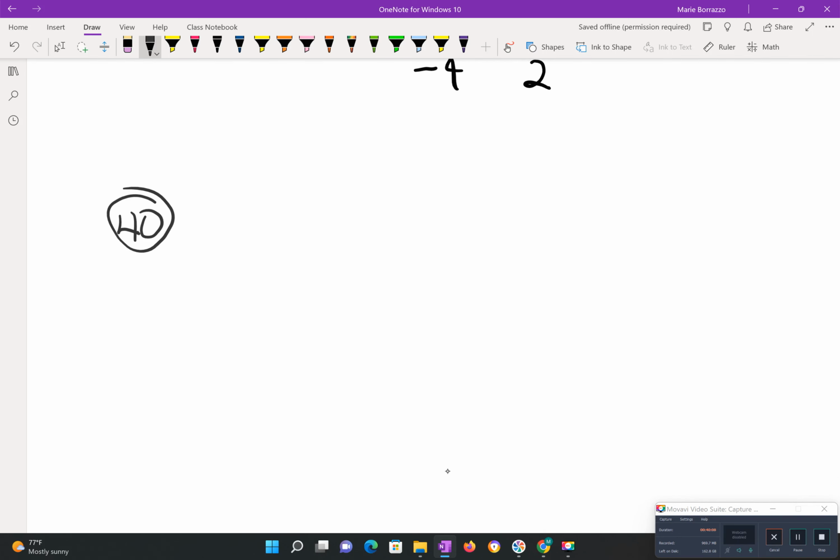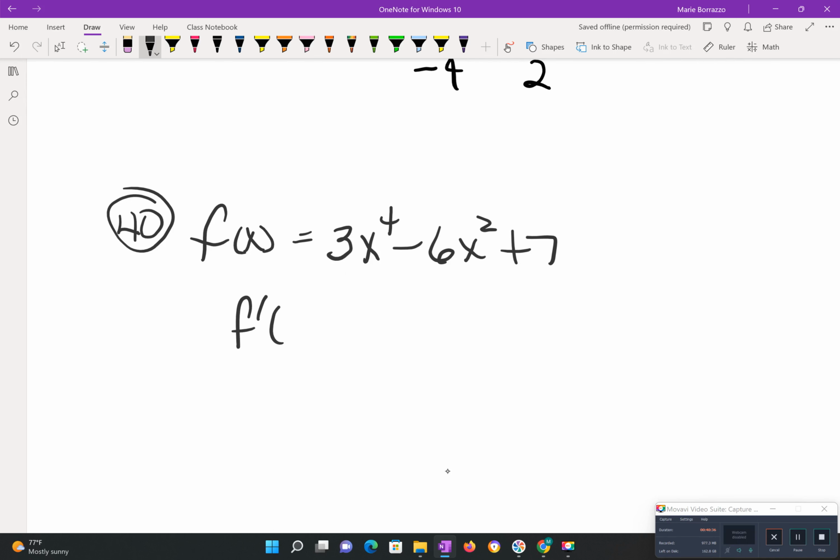Let's look at number 40. Here's number 40. It says find the critical values and determine the intervals where f of x is decreasing and where f of x is increasing. You're given f of x is equal to 3x to the fourth minus 6x squared plus 7. And so if we take the first derivative again, we'll get our hints where this is happening.